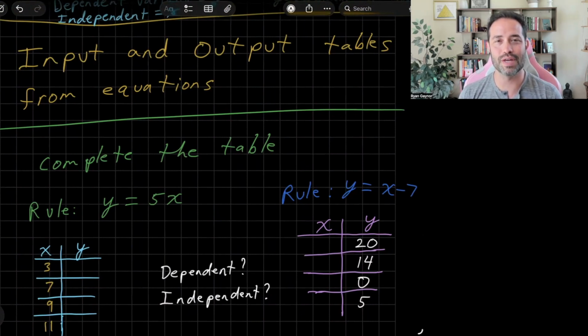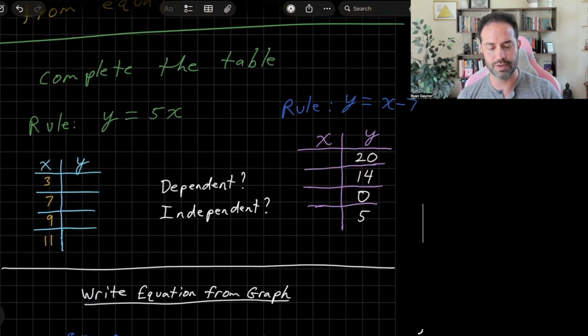This is the next video on independent and dependent variables, or the next example. So let's take a look at input and output tables from equations. So we have complete the table, and it says the rule y equals 5x. 5x means 5 times x. When you have a number next to a variable, that means multiplication.